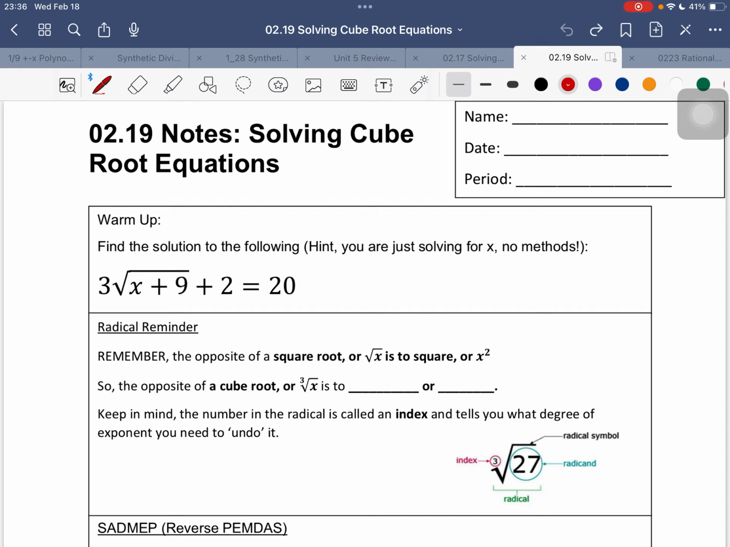So every time we need to solve something, we're doing PEMDAS reverse, or you can say SAMDEP. SA, subtraction and addition, is always your first thing to remove, and then division and multiplication is the second thing to remove, exponent is the third thing to remove, and then parentheses. After you remove parentheses, you may need to redo SAMDEP again.